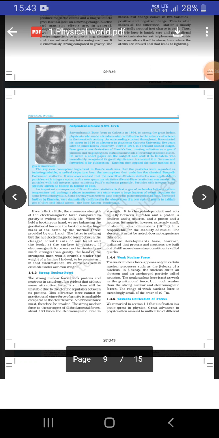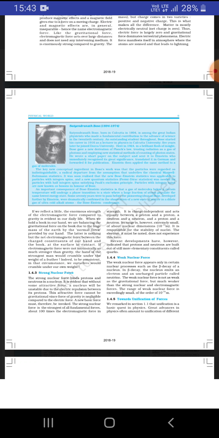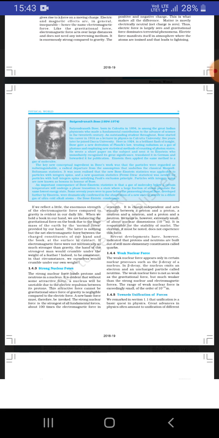And the strong nuclear force binds proton and neutron in the nucleus. It is evidence that there is an attractive force between proton and neutron. The force of gravity is negligible when compared to the electric force; when we compare it, we neglect it. And the fundamental force is about 100 times more than the electromagnetic force in strength. The fundamental force has more strength.